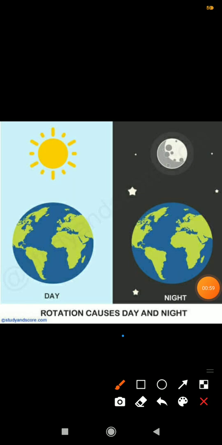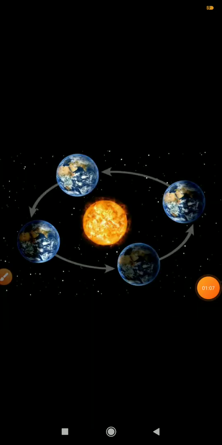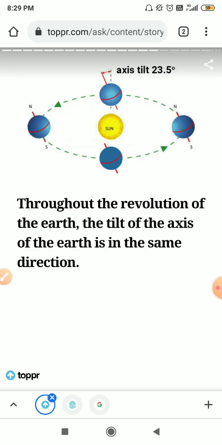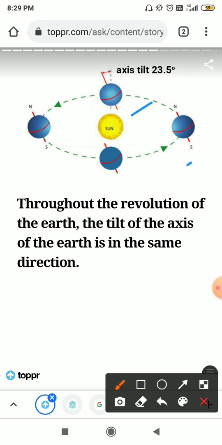The rotation motion of the Earth causes day and night, and the revolution motion of the Earth causes seasons on the Earth. Let us talk about the revolution motion of the Earth in detail. The Earth revolves around the Sun in a fixed elliptical orbit. Throughout the revolution of the Earth, the tilt of the axis of the Earth is in the same direction. As you can see in this picture, the tilt is in only one direction, that is in this way.